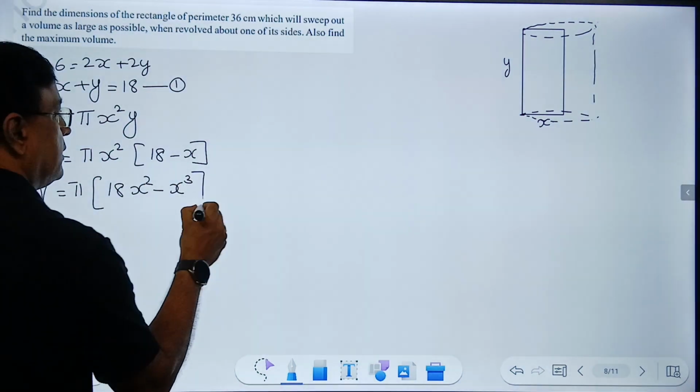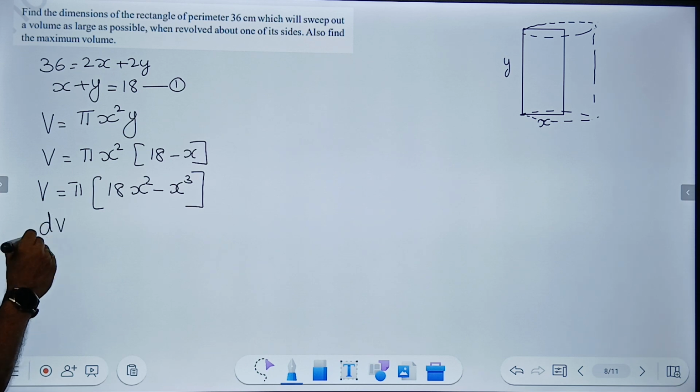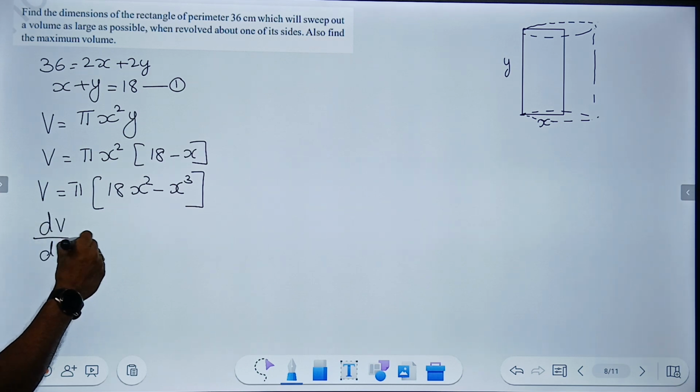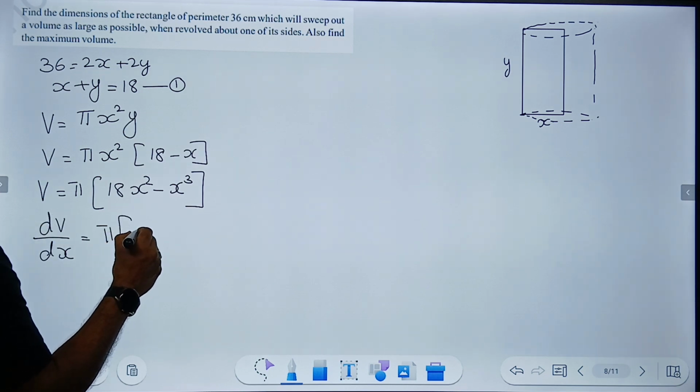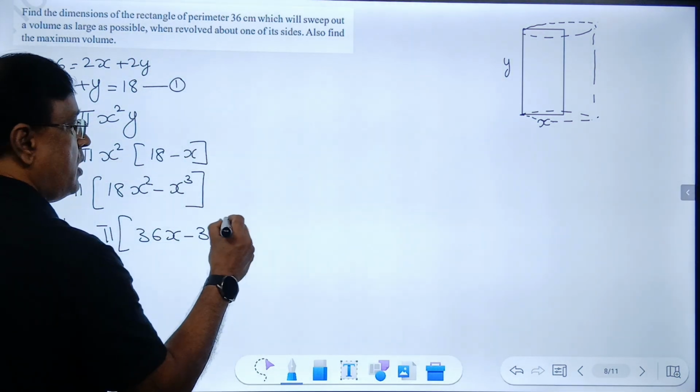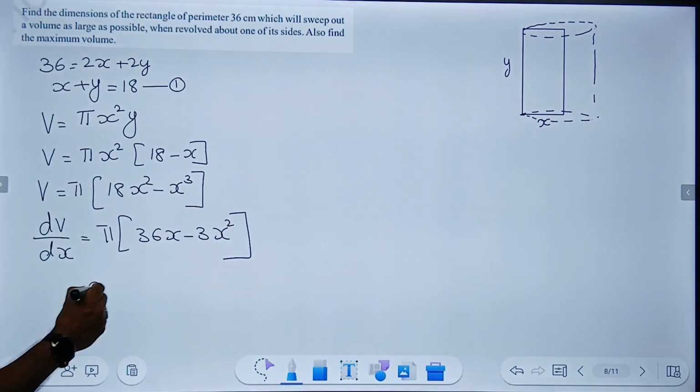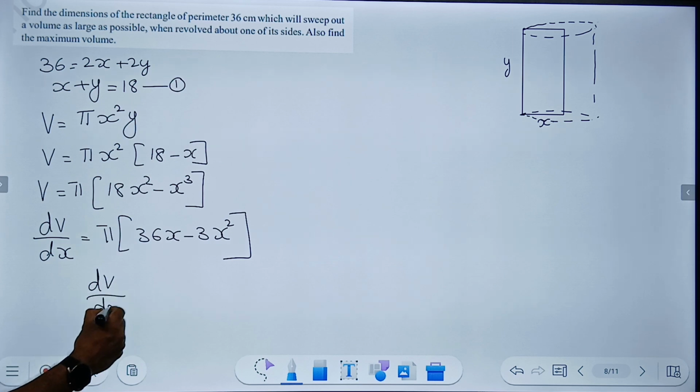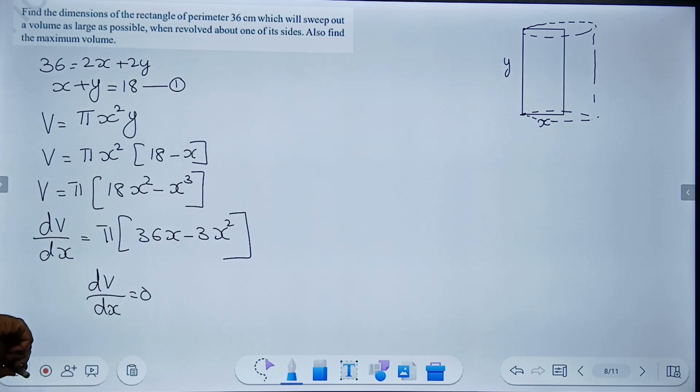I open the bracket. Now I differentiate dV by dx. What is dV by dx? Pi into 36x minus 3x square. Now you equate it to 0. dV by dx equal to 0. When you equate it to 0, what do you get?